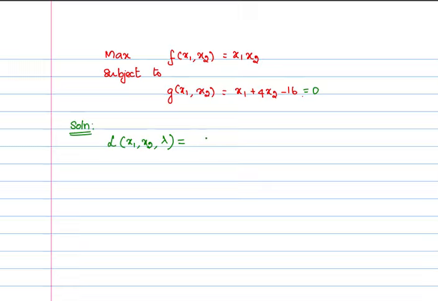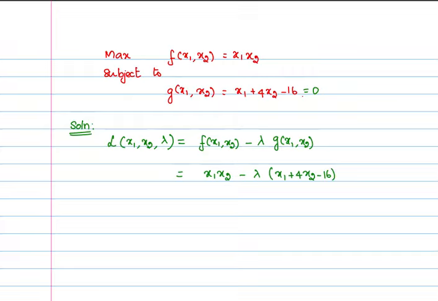Now first of all I want to write the function f of x1 comma x2 minus or plus, because lambda can be either positive or negative. I can choose minus lambda; some people prefer plus lambda. For this example I use the minus sign, times g of x1 comma x2. So what is f of x1 comma x2? x1 times x2 minus lambda times x1 plus 4x2 minus 16.